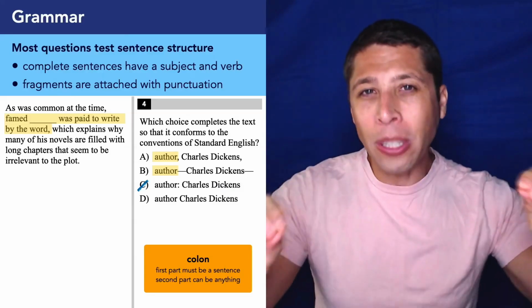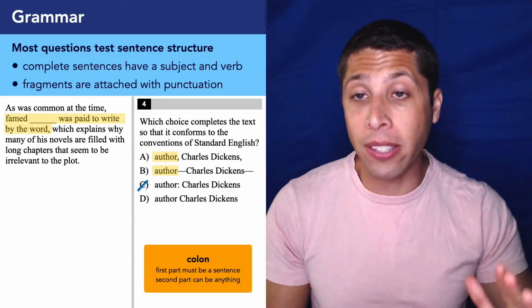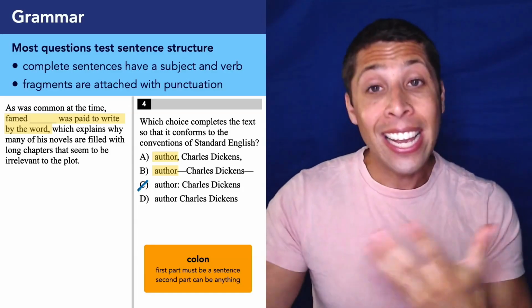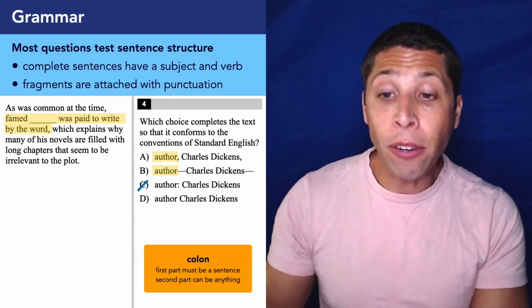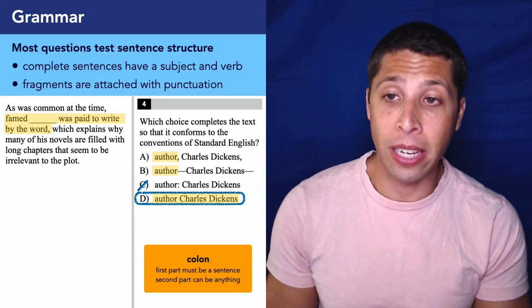So the punctuation here is telling us to set the name Charles Dickens apart and say that's extra, that's not part of the sentence. But if we read it without that, it sounds like it's missing something important, therefore it is part of the sentence. Therefore, choice D is the only one that's going to make sense.